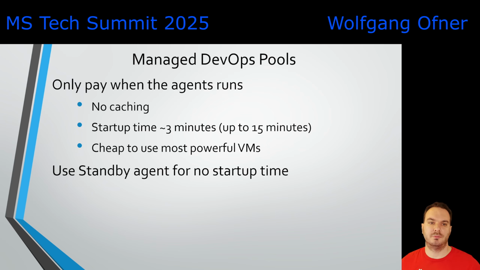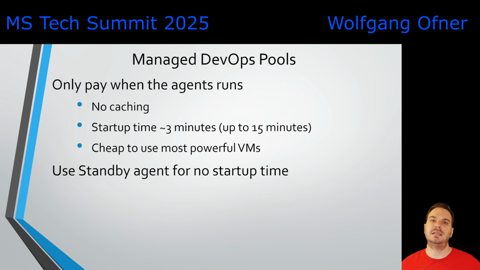A workaround would be to use standby agents. This means you already have one agent provisioned and the agent is waiting to execute the pipeline. Since the agent is already running, you don't have a startup time, but you pay for the time the agent is running. If you're interested in this, I made a YouTube video about how you can optimize all of this.